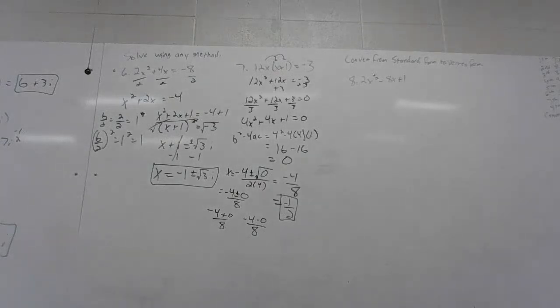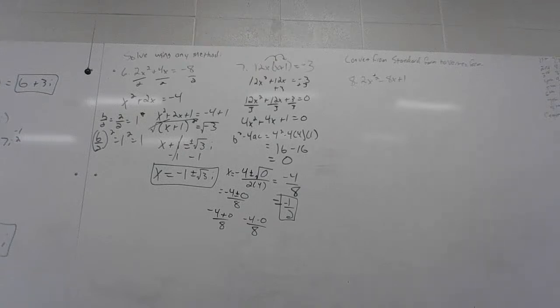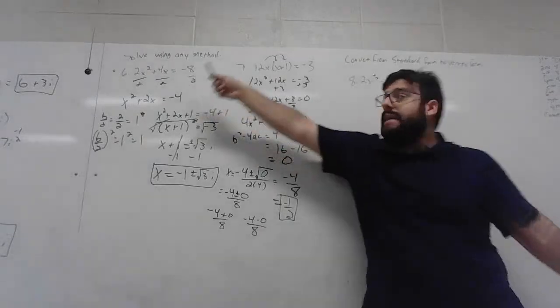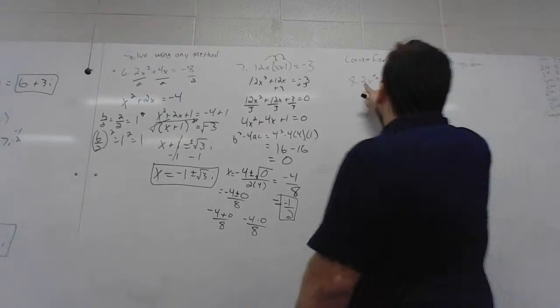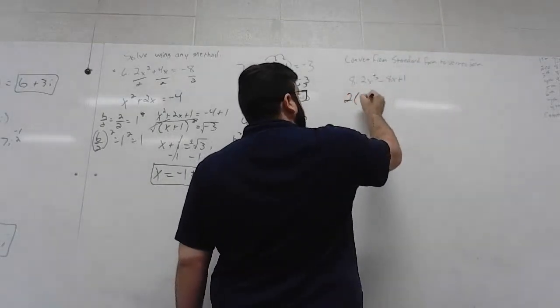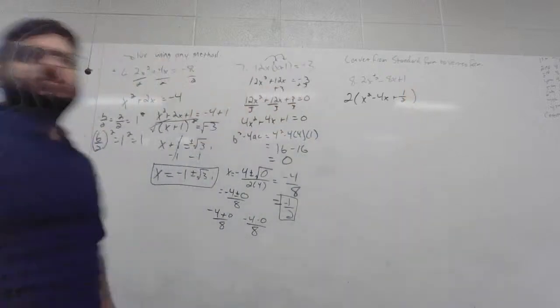But again, you'll be able to use any method to solve quadratic equations. All right, last one. We're going to use completing the square to convert from standard form to vertex form. Okay, so first things first. If your a is not 1, of course, if here we divided by a, here we're going to factor a out. So when I factor out a, I get x squared minus 4x plus 1/2.